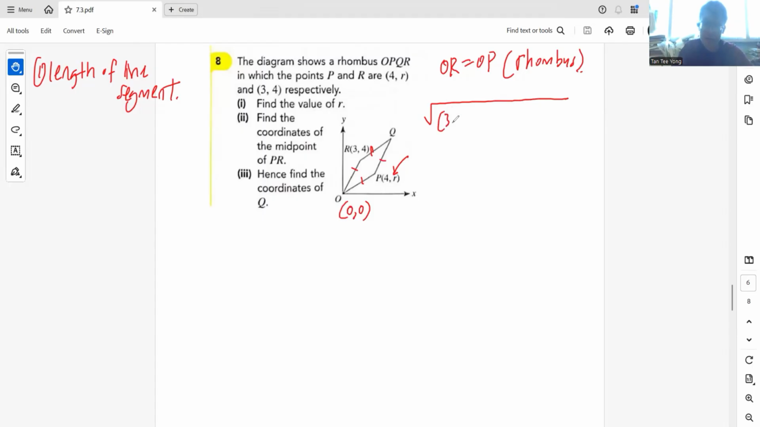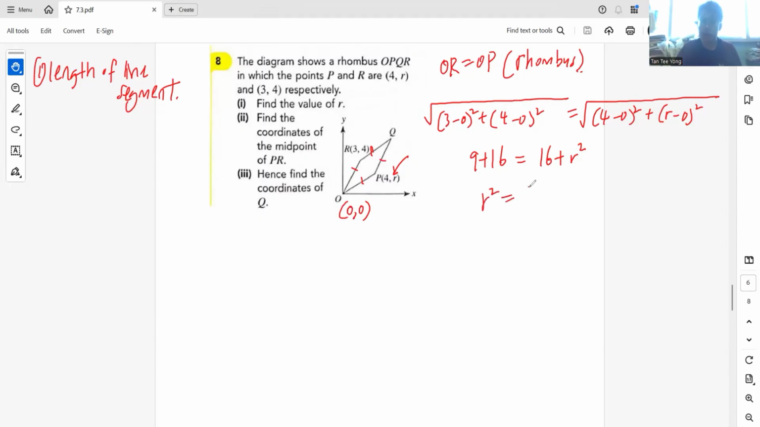So square root of (3 minus 0) squared plus (4 minus 0) squared equals, now for this side, OP. So square root of (4 minus 0) squared plus (R minus 0) squared. Okay, so basically I'm just going to simplify it. Square both sides to get rid of the square root. So I will have 9 plus 16 equals 16 plus R squared. Okay, so R squared is equal to 9, R equals plus or minus 3.